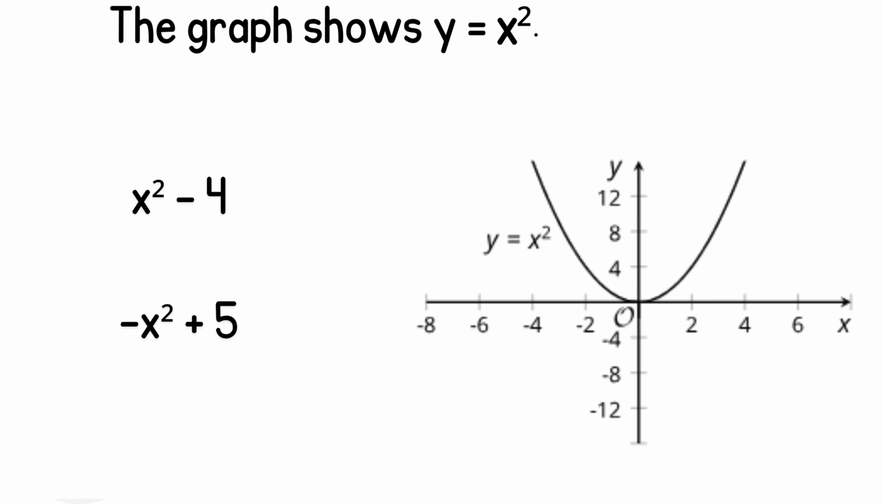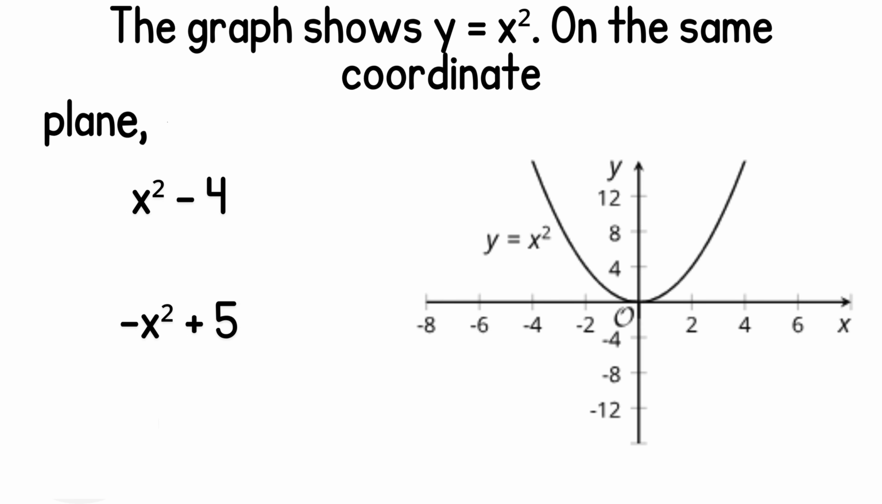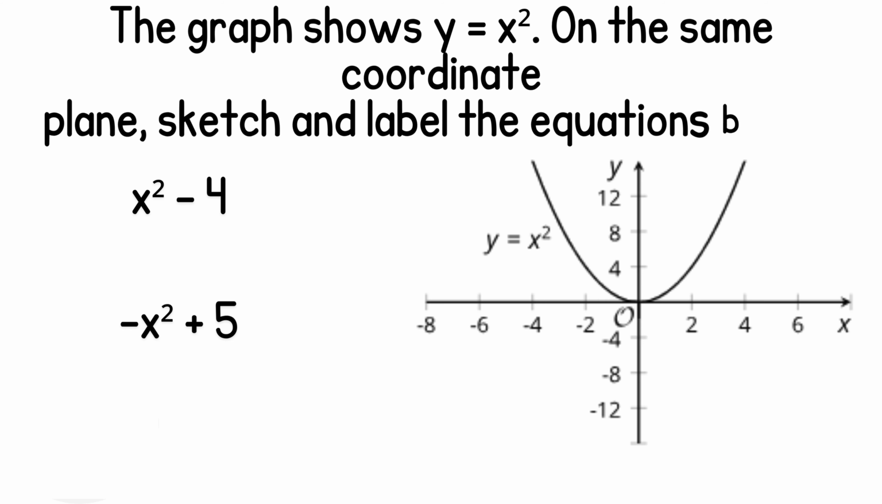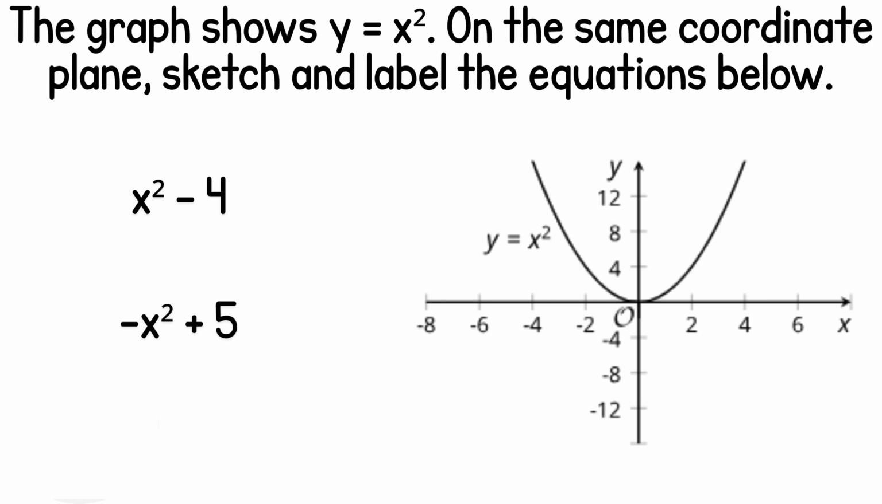In this example, the graph shows y is equal to x². On the same coordinate plane, we're going to sketch and label the equations below. Let's start with x² - 4. We can see that it has an a value of +1 and a constant of -4. So our graph will have a y-intercept at -4, and the parabola will have the same shape as y=x² since both a values are 1.